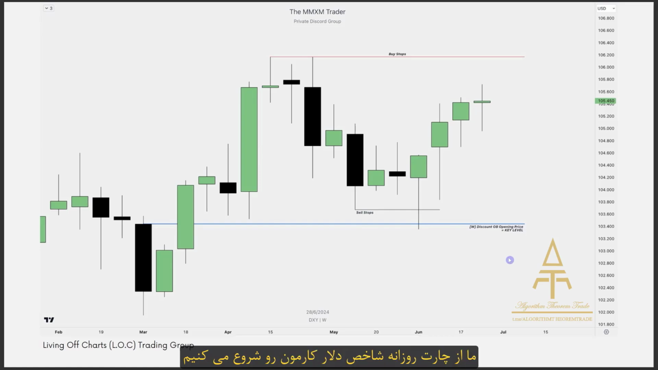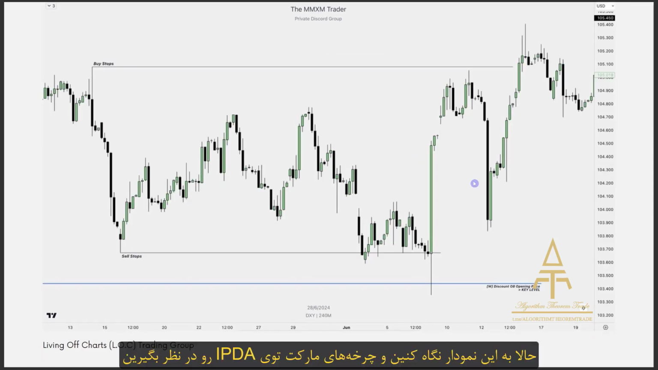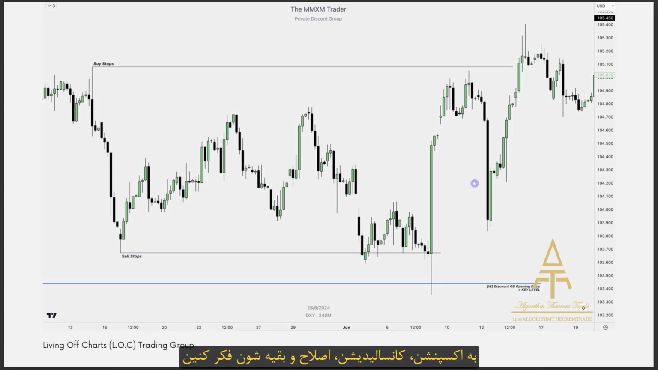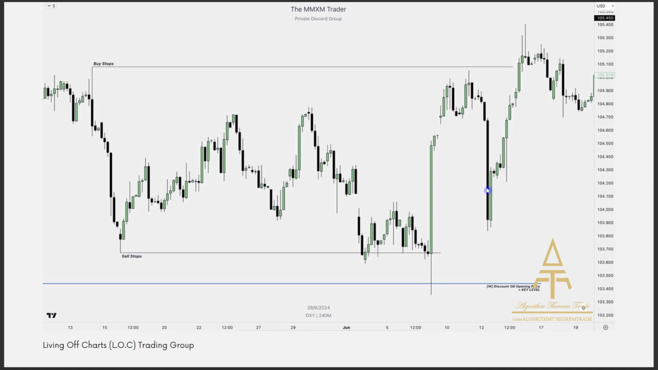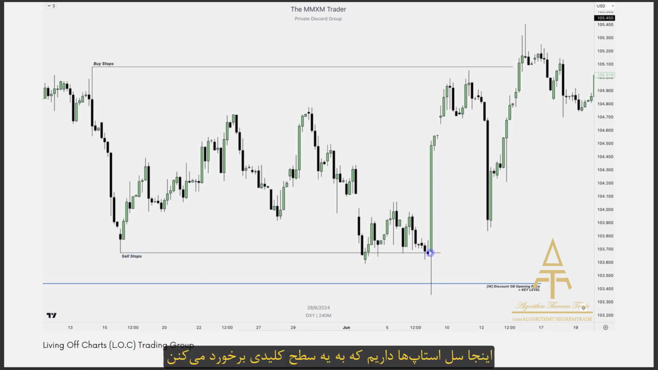We've got a DXY chart, weekly chart. Again, sell stops run into a key level, so we can determine our higher time frame bias. Buy stops above there, so we're going to determine price order flow on the higher time frame is bullish. Now take a look at this chart over here, right? And think about the IPTA market cycles. Think about the expansion, the consolidation, the retracement, etc. We've got those sell stops down here raided into a key level. We've got the buy stops up here as a draw on liquidity.